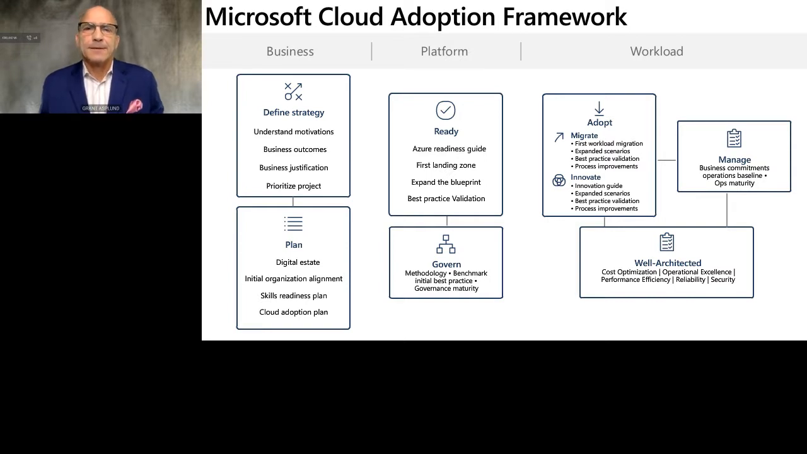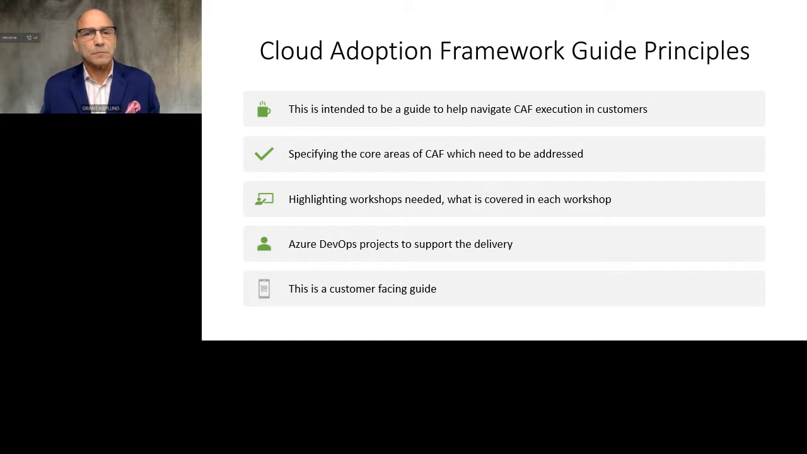And then that last pivot is around management: ops maturity and business commitments, baselines around actually managing the workload from business to platform to that end result. So that's a little bit around the cloud adoption framework. I'll go into the principles. It's intended to guide and help navigate, and then there are core areas of the cloud adoption framework which need to be addressed at each end customer level. These are strategies that Microsoft holistically puts in play with the Microsoft field teams, and we work alike with partners to make sure that we're addressing those core areas.